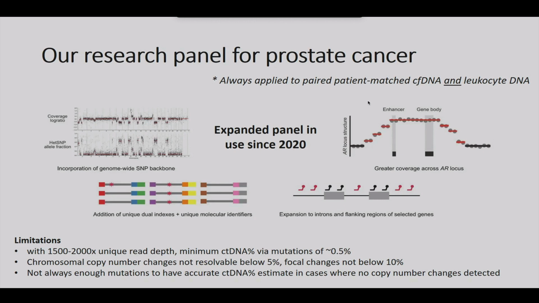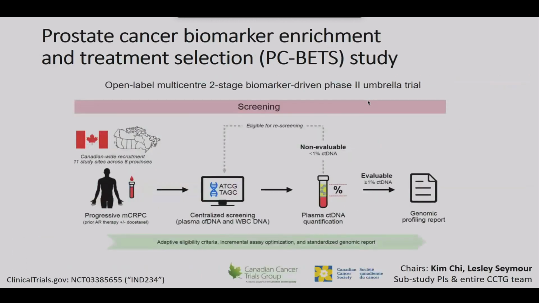We also can look for chromosomal rearrangements. And this panel has been applied in a range of different studies. One I'll highlight is a prospective phase 2 trial we've been running across Canada, where 11 sites are sending blood for ctDNA screening here in Vancouver.